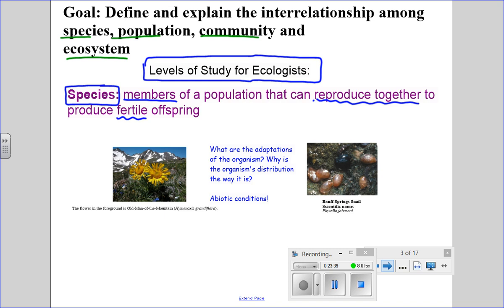I know when I used to teach junior high, I would always talk about an example of something that could reproduce but did not produce fertile offspring. There are lots of organisms that physically have the ability to reproduce with each other. So for example, a horse and a donkey are physically similar enough that they can reproduce. The result is a mule, which is generally infertile. So we would not consider this to be a distinct species because it's not fertile.